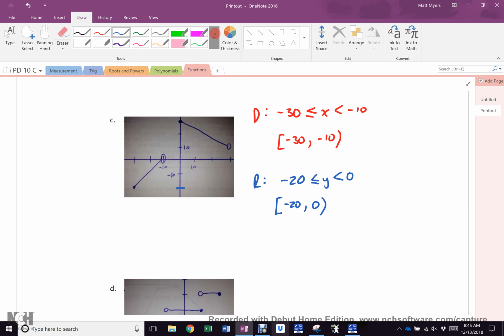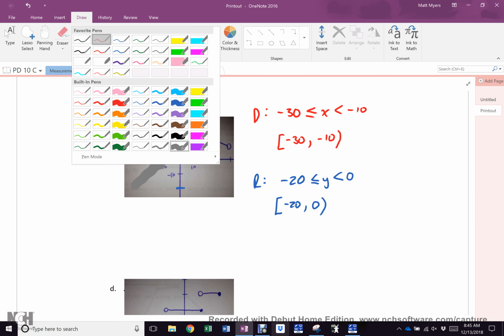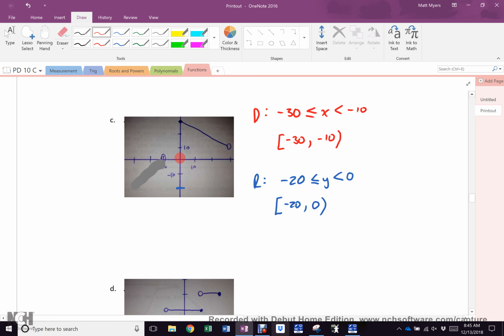Now, wait a minute. There's another whole side to this, yes? What happens over here with this side? What's the lowest domain? 0. Do I hit 0? Why? Because it's closed dot. Less than or equal to x. Up to what? Less than 30. Why? Open dot. Now what is that in interval notation? Hard bracket. 0. 30. Soft. Yeah? Okay.